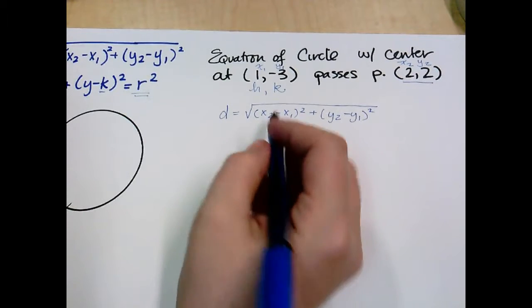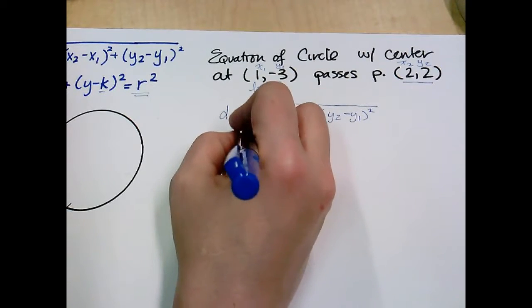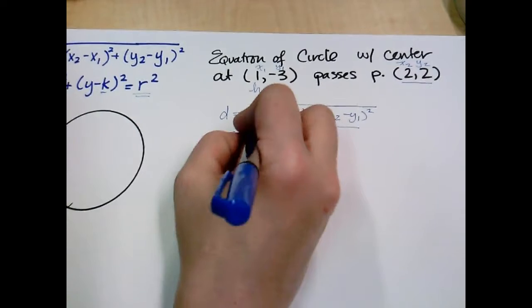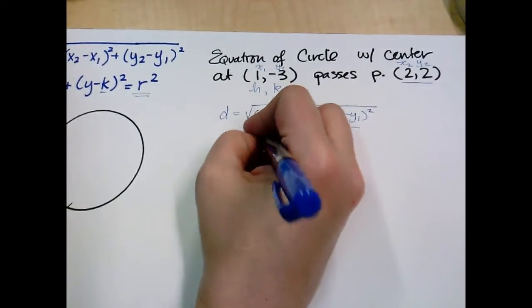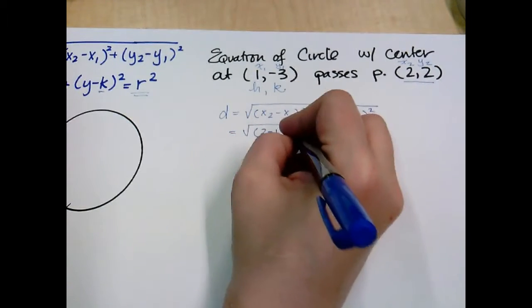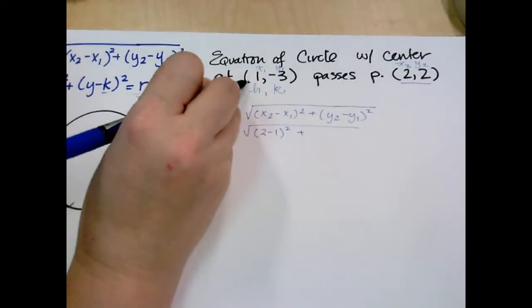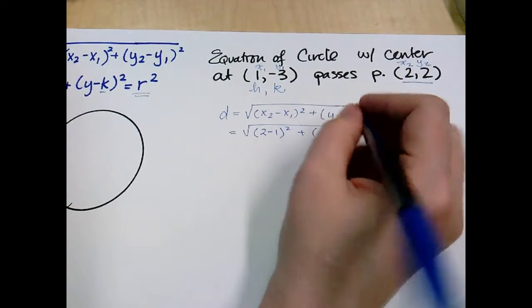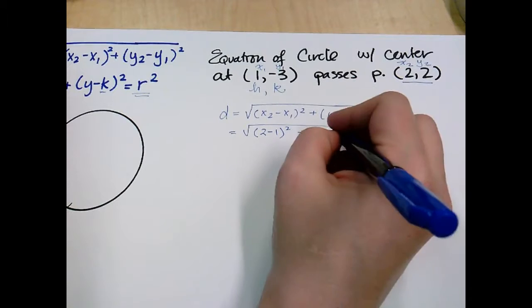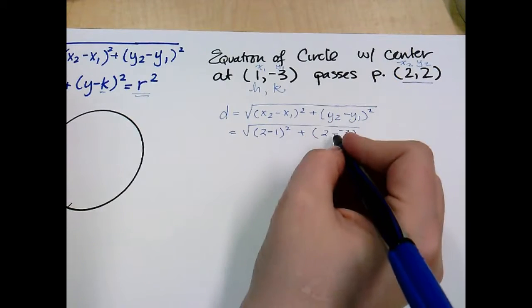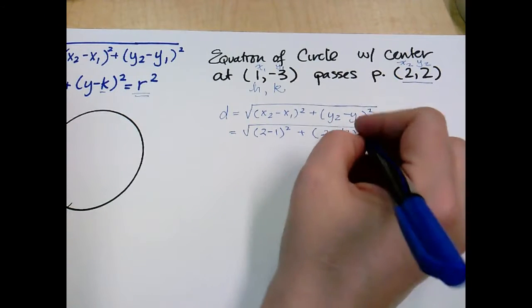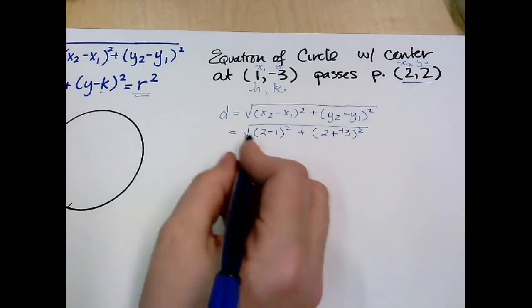So I'm going to go ahead and just plug in here. The square root of (x sub 2, which is 2, minus 1) squared plus, remember I got my 1 from right there, y sub 2 is 2 minus negative 3. Watch your doubles there. And then that's squared.